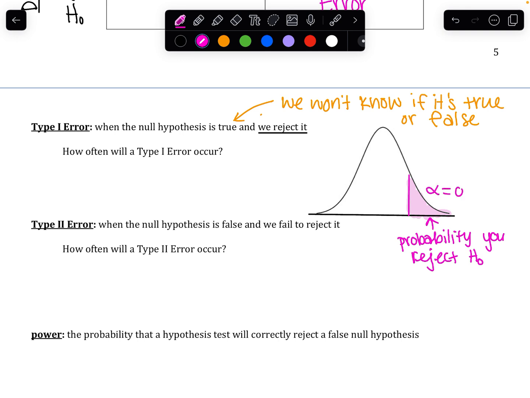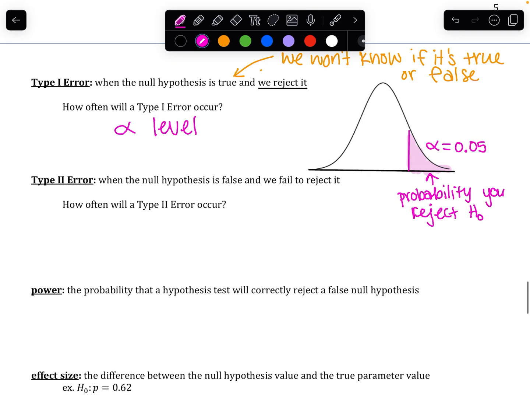Let's say alpha is 0.05. There's a 5% chance I'm making a type 1 error because there's a 5% chance I'm going to reject. So how often will a type 1 error occur? We call that alpha, which you already know about from before. Okay? Type 2 error is when the null hypothesis is false and we fail to reject.